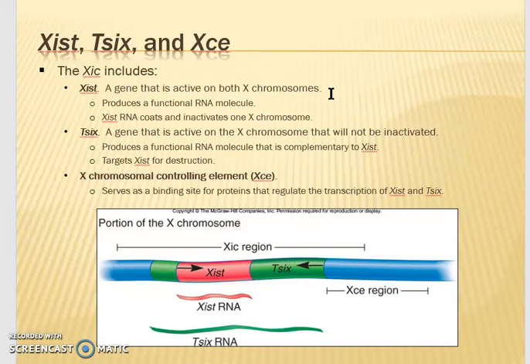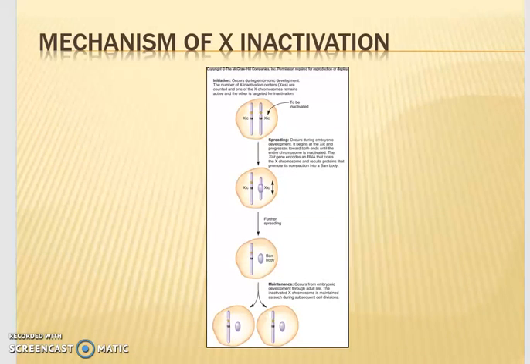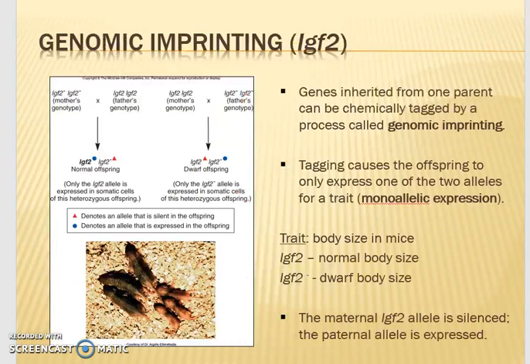TSIX targets XIST for destruction. So that is what causes Barr bodies. Here, the X chromosomal controlling element, XCE, is a binding site for the proteins that regulate transcription of both XIST and TSIX. Okay, so this is a pretty neat picture. If you want to pause this, it's just kind of what we just talked about here.